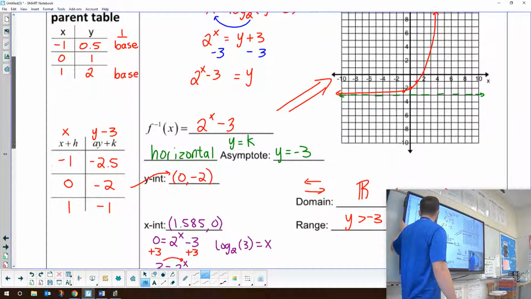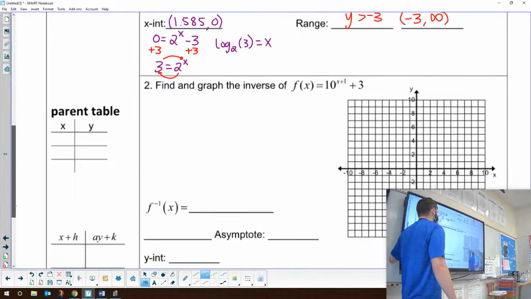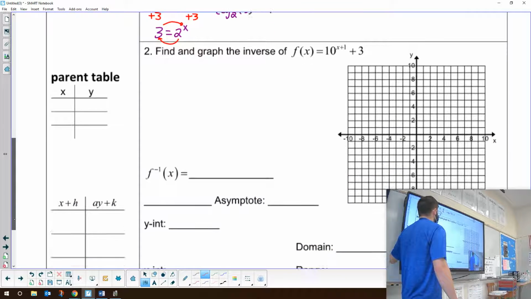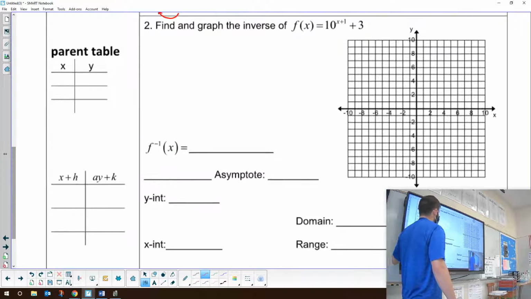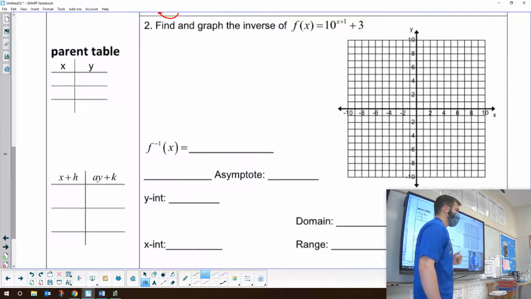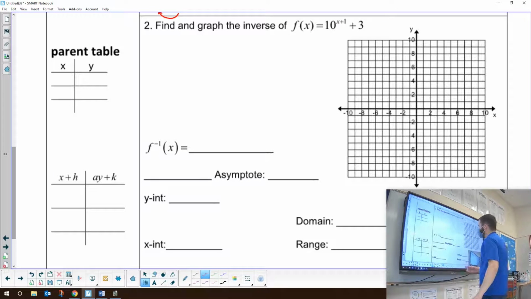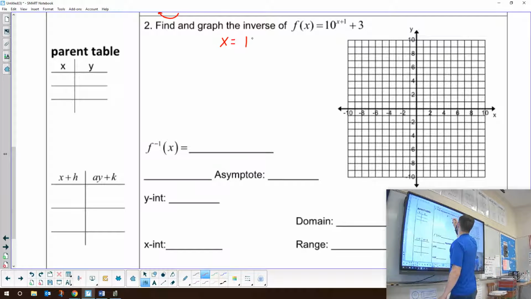But now, let's start with an exponential and solve for its logarithmic inverse. So the first step to solving for an inverse is to switch x and y. So we're going to make this f of x, x, and we're going to make that x up there, y. So we'll have y plus 1 and then a plus 3 on the end.